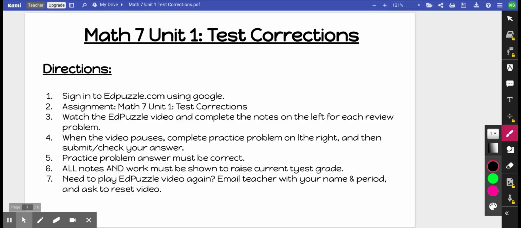I know I have a couple of typos. I will fix that for you when you get this page. If you need to play the Edpuzzle video again, please email me with your name and your class period and ask me to reset the video. I won't reset it unless you email and ask me. This slide will be included in all the slides that you get, so you'll have these directions.